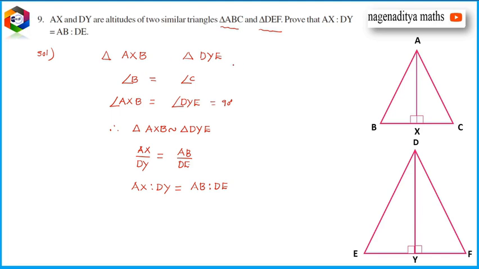In both triangles, two pairs of corresponding angles are equal. Hence, by AA criterion of similarity, both triangles are similar. Therefore, whenever two triangles are similar, the corresponding sides must be in the same ratio. Therefore, AX by DY is equal to AB by DE. This can also be expressed as AX is to DY is equal to AB is to DE.